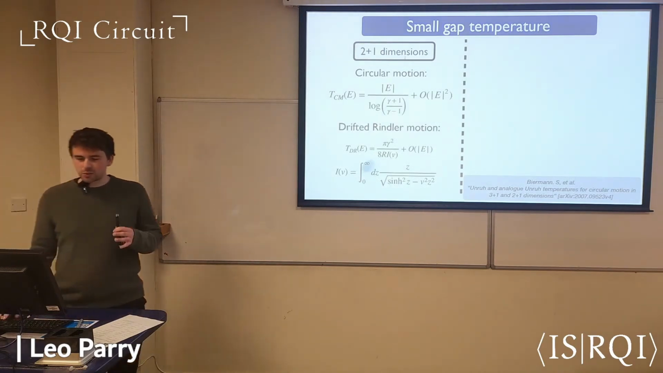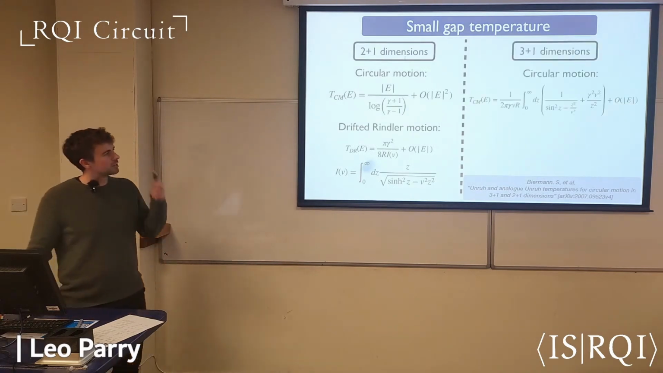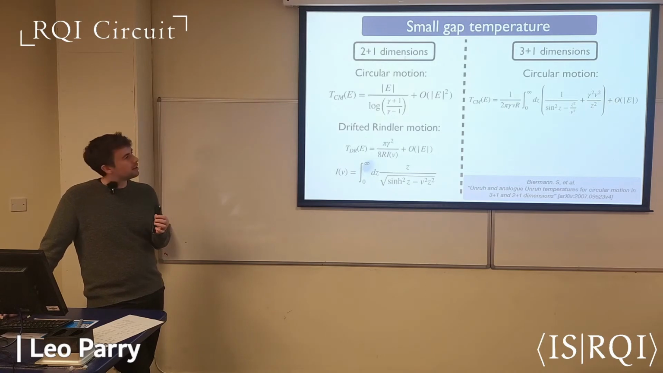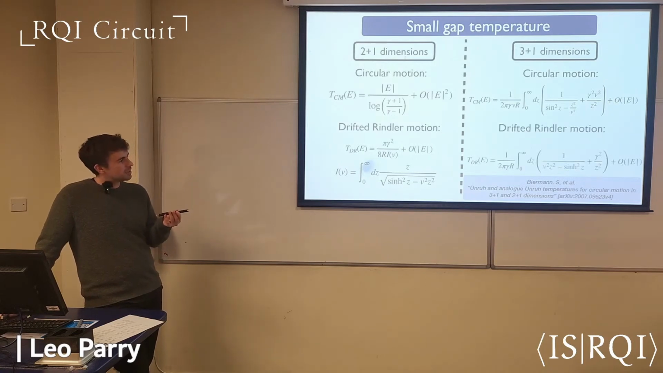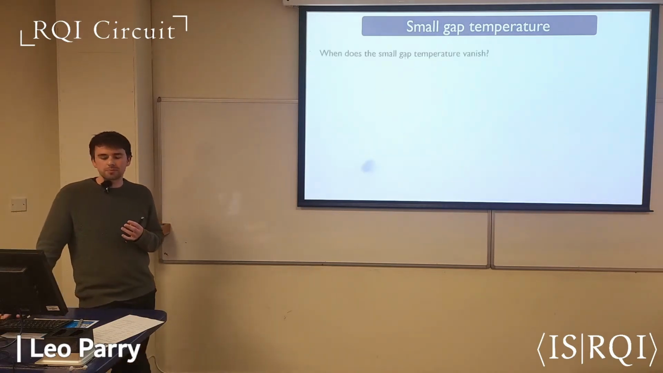Okay, then we asked, well, does it happen in 3 + 1 dimensions? No, it doesn't. So the temperature is, again, a constant in the small gap limit. So, well, drifted Rindler? No, it's also a constant in the e goes to 0 limit. So then we asked, well, when does the small gap temperature vanish?